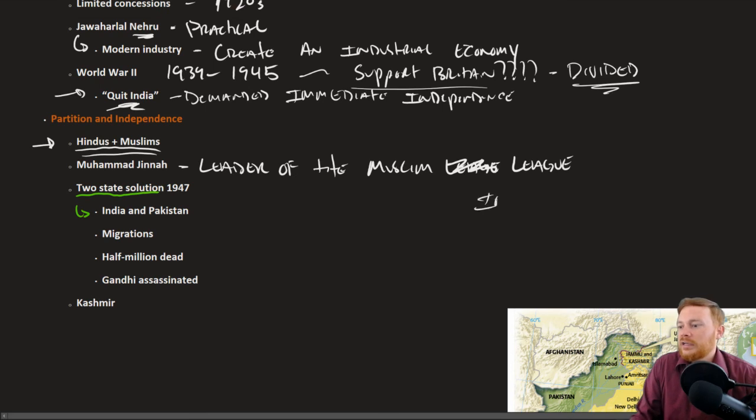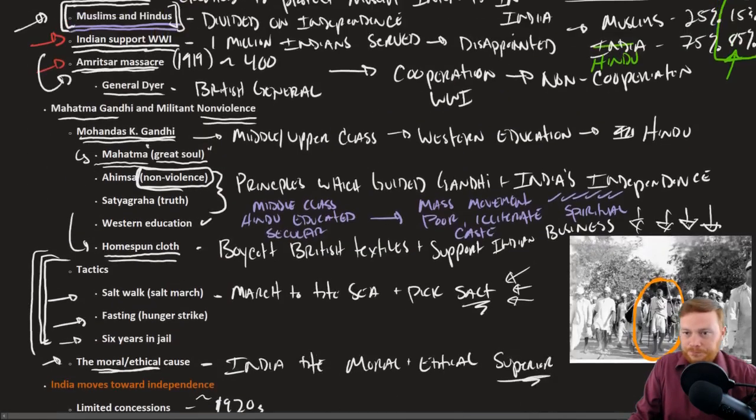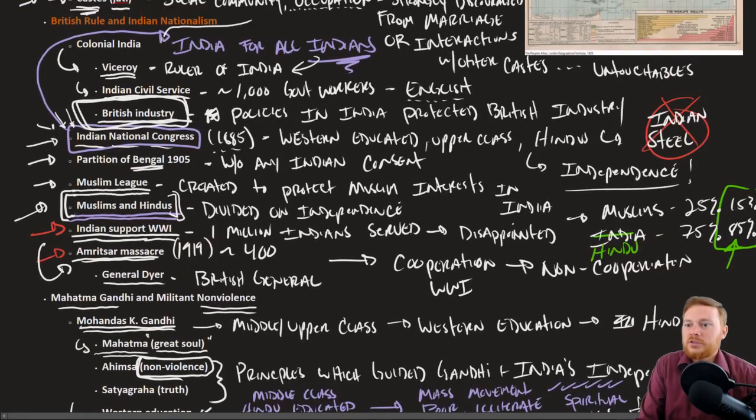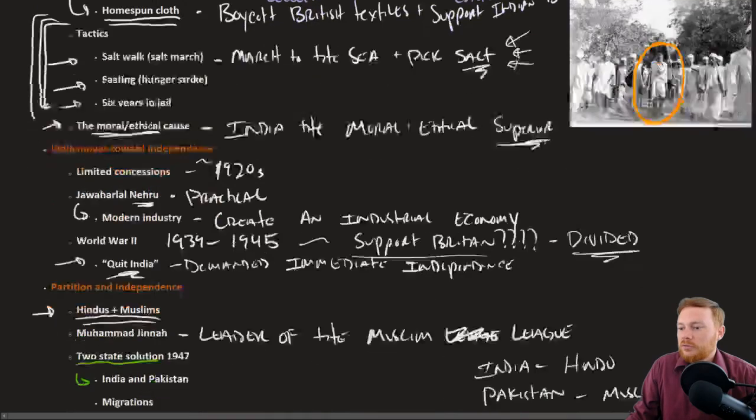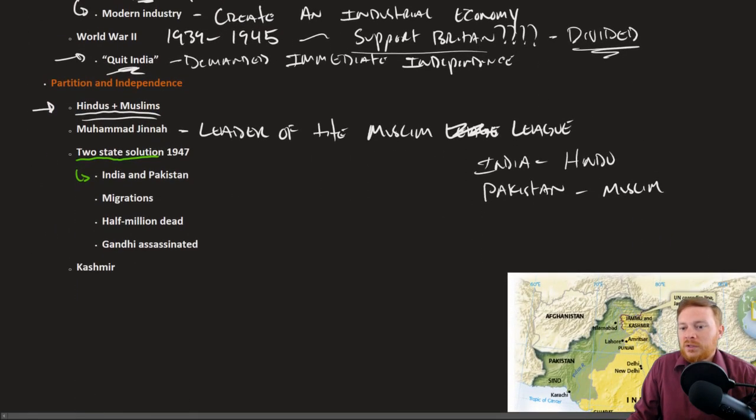The idea was that India was to be the country for the Hindu population. Pakistan was supposed to be for the Muslim population. And in the eyes of Gandhi and the Indian National Congress, the two-state solution was actually a defeat. It's not what they wanted. They wanted one India for all Indian people. This led to conflict and migrations, ultimately resulting in 500,000 dead. There was religious warfare and conflict between Hindu and Muslim populations.